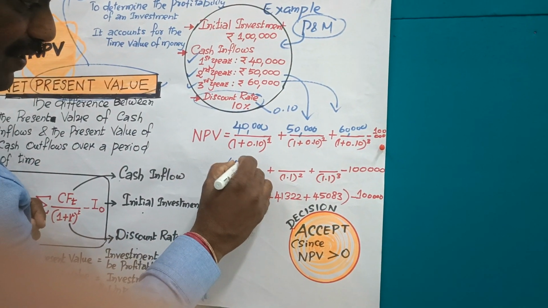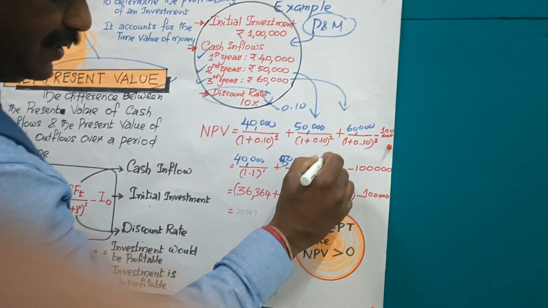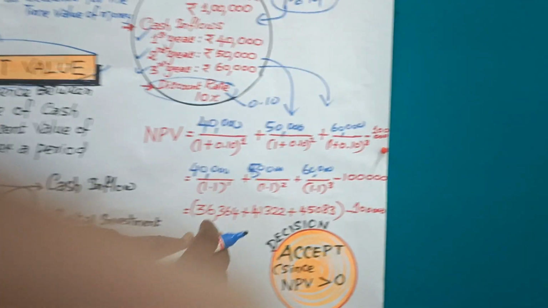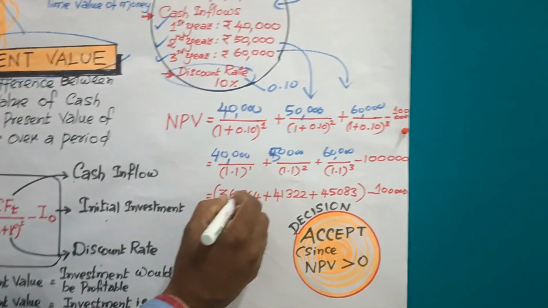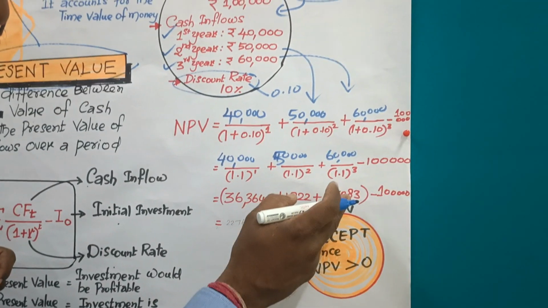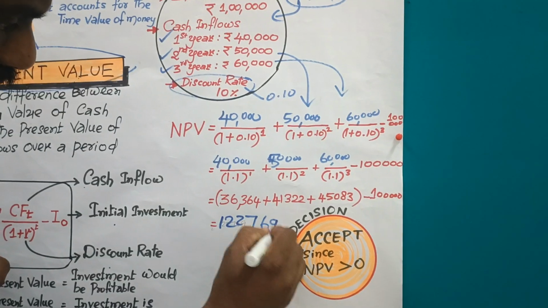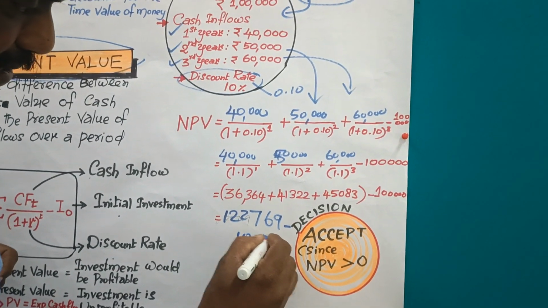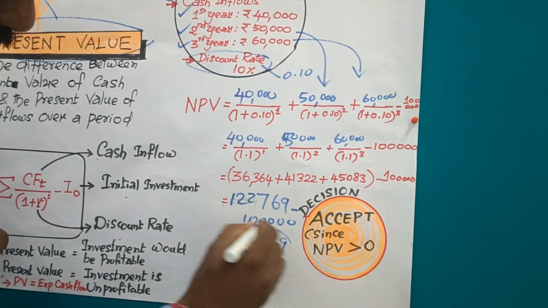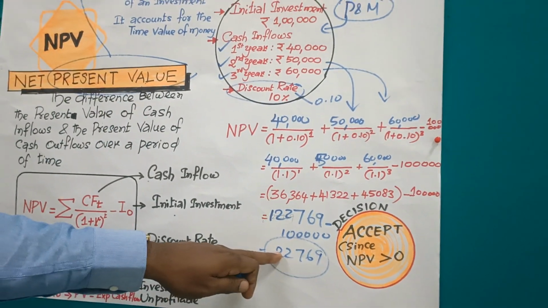If you simplify, you get 36,364 for the first year, 41,322 for the second year, and 45,083 for the third year, which amounts to 1,22,769. Then you deduct the initial investment of 1 lakh rupees, so you get 22,769. You are getting a positive amount.